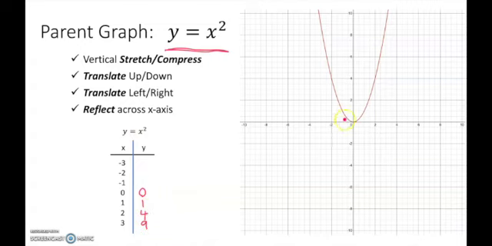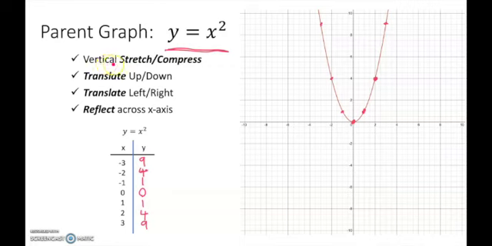That's why we have 0, 0, 1, 1, 2, 4, as well as 3, 9, right up here. And we know that it's going to reflect across the y-axis, so negative 1 squared will be 1, negative 2 squared would be 4, and negative 3 squared would be 9. So negative 1, 1, negative 2, 4, and negative 3, 9. That's why we have our parabola graph.